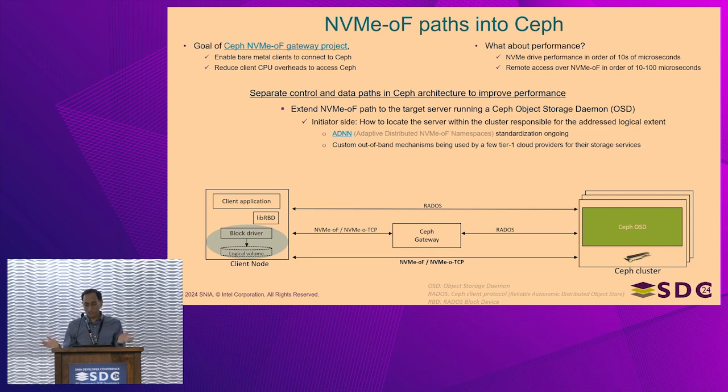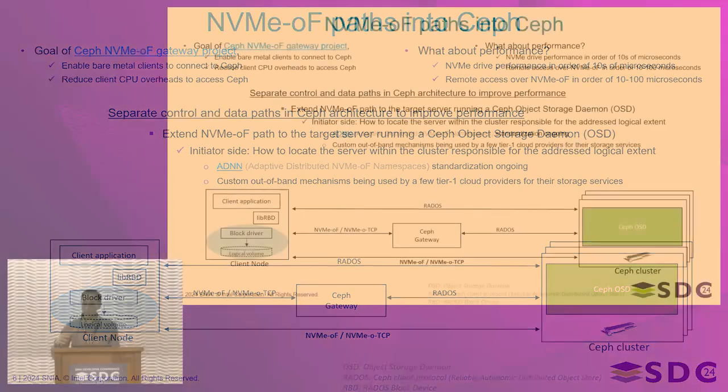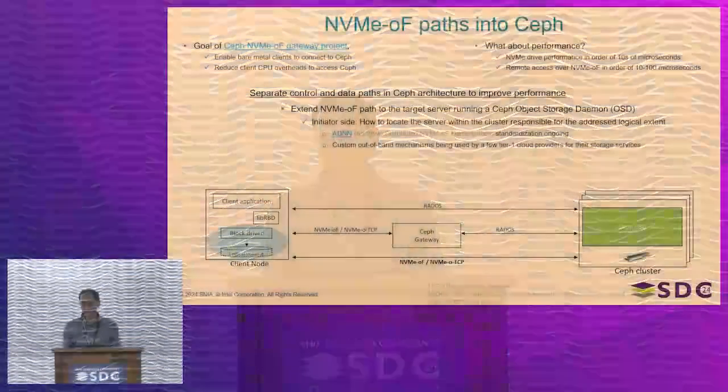So that part is kind of already taken care of, if you will. And just by way of context, I also wanted to add that a few tier 1 CSPs have also taken a similar approach in terms of sharing sufficient state from their backend storage service to the client side so that the client can directly get to the backend storage service. But these are all custom, out-of-band mechanisms, versus NVMe over Fabrics, which is part of the standards, right?